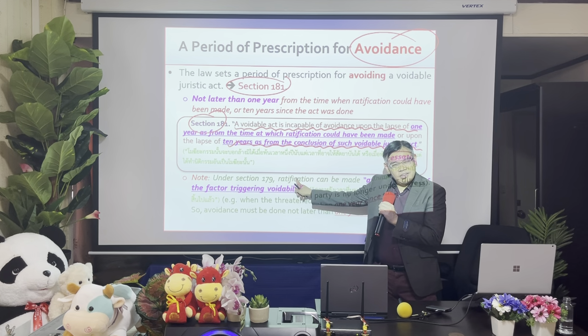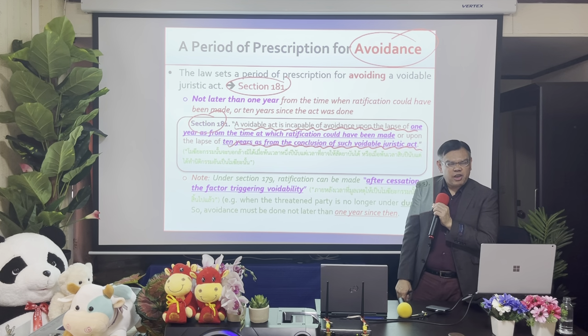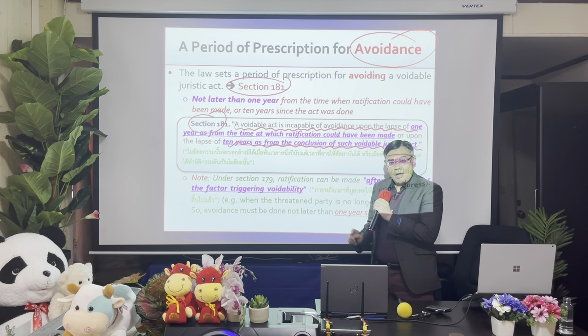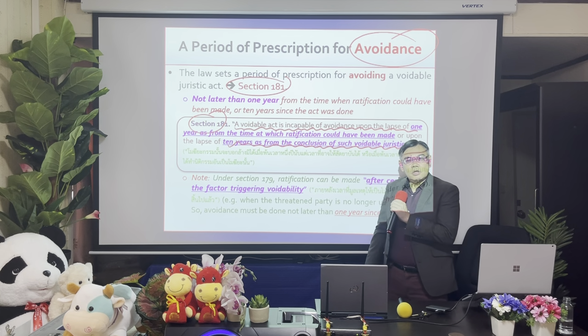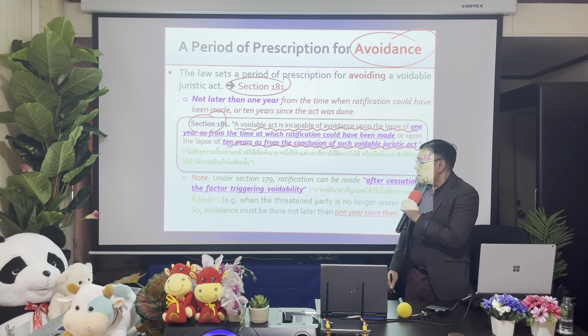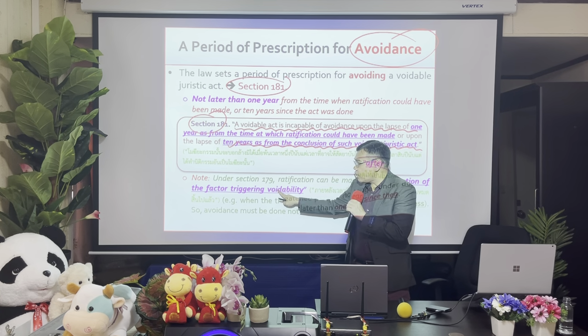Just now I made a mention of the period of prescription for ratification, but in fact it is not a period of prescription. I made a mistake in saying that. When section 179 prescribes the time for ratification, that is a period of time: the time for ratification is after the cessation of the factor triggering voidability.